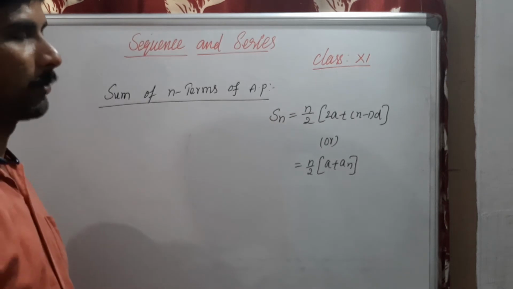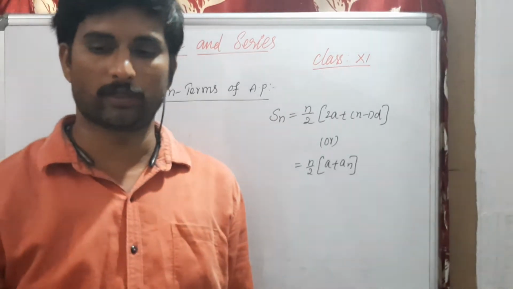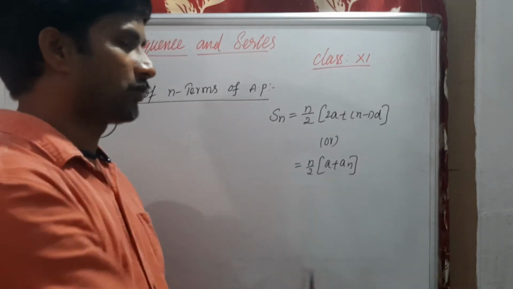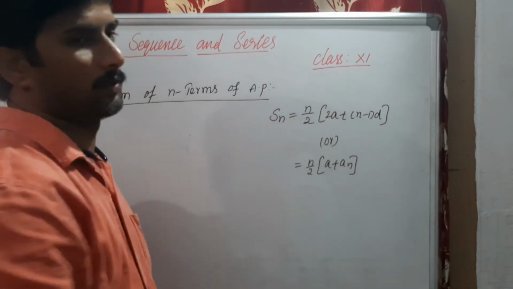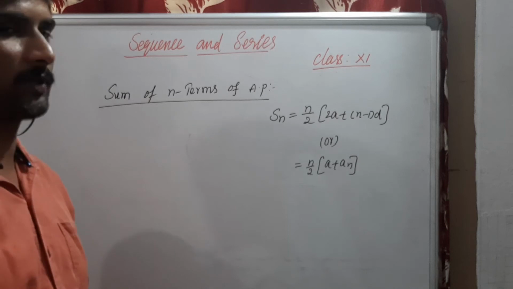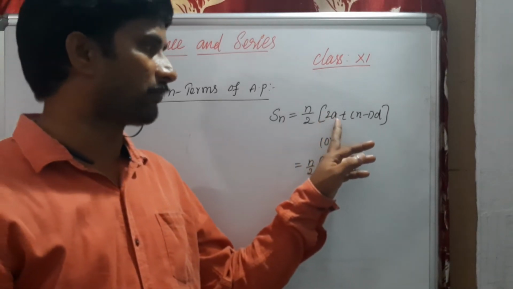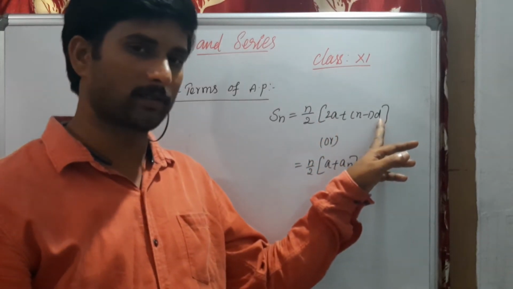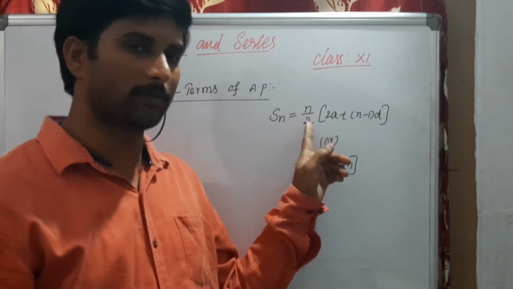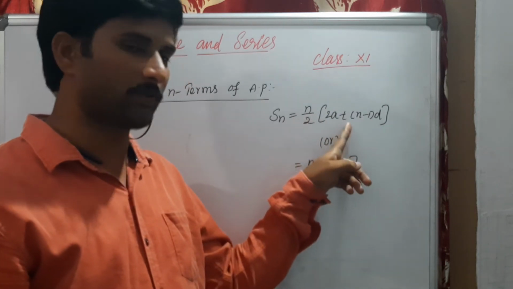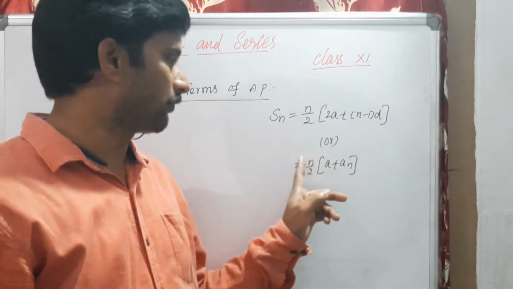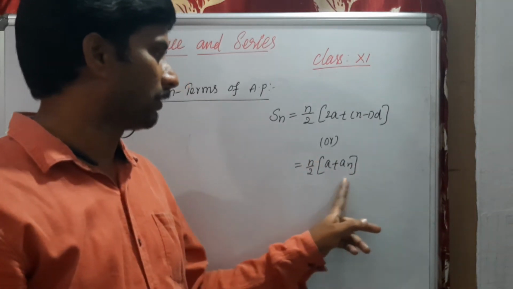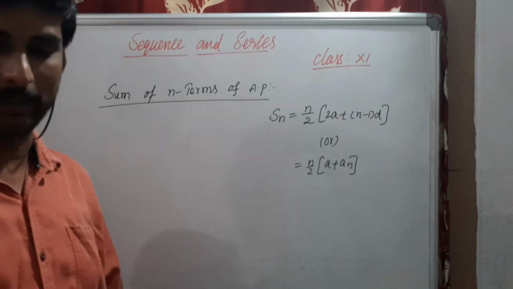So Sn equal to n by 2 into (2a plus (n minus 1) into d), or n by 2 into (a plus an). So we can use these two formulas to find the sum of n terms of AP. Whenever you have the first term and common difference, we can find the sum of n terms of AP by using the first formula. Whenever you have the first term and last term of AP, then we can apply this formula to find Sn.